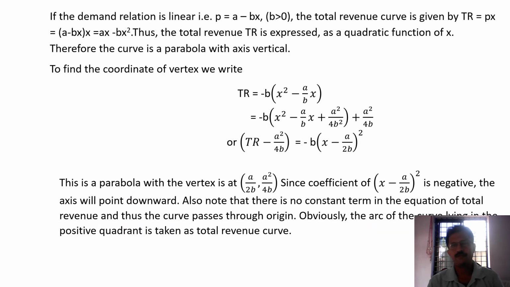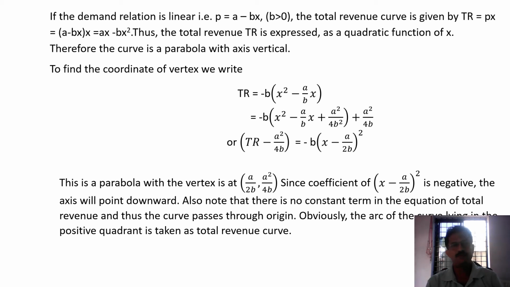If the demand relation is linear, then we know that P equal to A minus Bx. The total revenue curve is given by total revenue equal to Px, where P is price and x is the number of units of the commodity. So when P is substituted by A minus Bx, it will form Ax minus Bx square. So it is a quadratic function of x. Therefore, the curve is a parabola with the axis vertical.